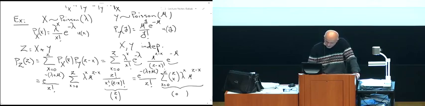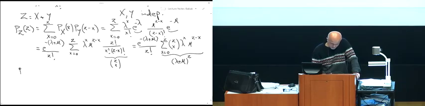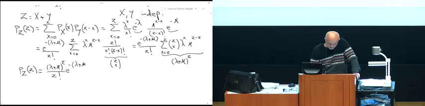What? Lambda plus mu to the z. That's from the binomial theorem. You're raising a sum of two things to the zth power. That's what this whole sum is. We're done. Yay! Cool. So I've got my lambda plus mu to the z. I've got my z factorial, and I've got e to the minus lambda plus mu, and this is true for z equals 0, 1, 2, and so on.